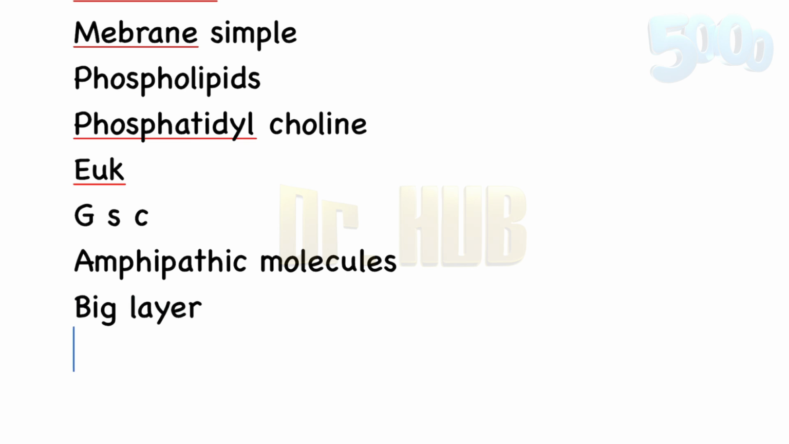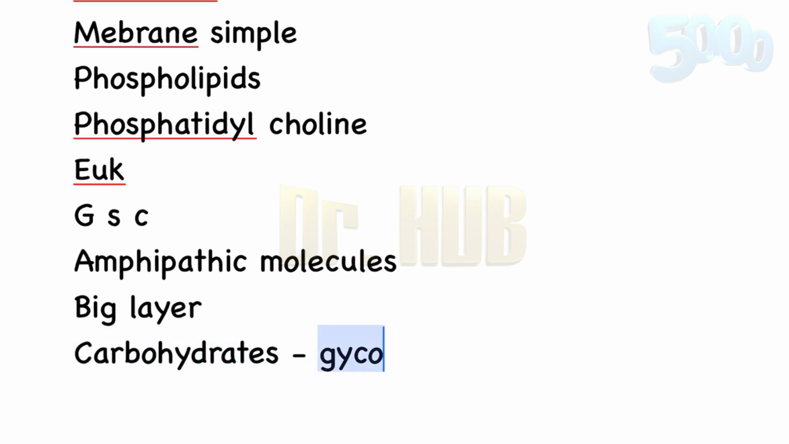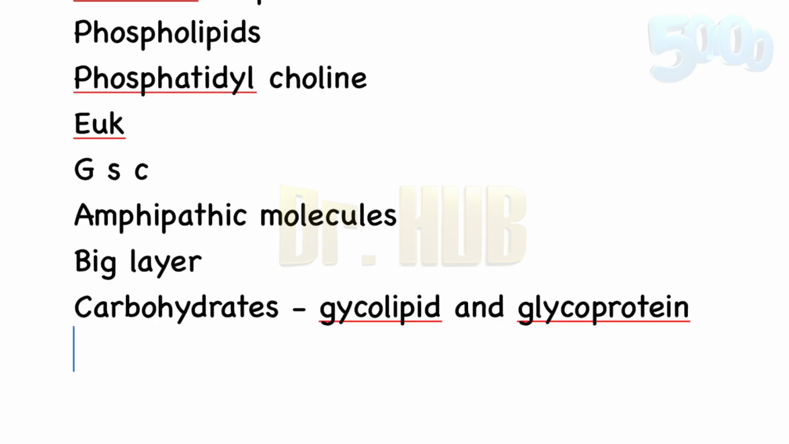The carbohydrates are present as the glycolipid and the glycoprotein. The entire outer surface of the cell has a loose carbohydrate coat known as a glycocalyx.